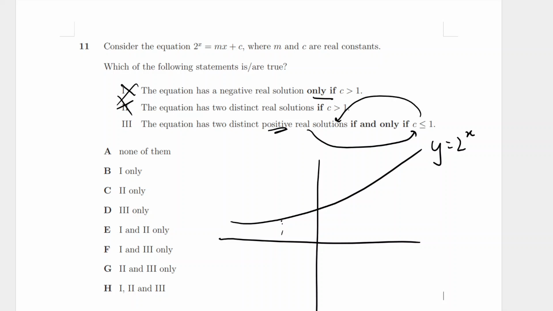Okay, now we go the other way, right? Is it true? Does c less than or equal to 1 imply that the equation has 2 distinct positive real solutions? Okay, well, if I do c less than or equal to 1, I do this. Well, then there's only 1 solution, right? So that's no good. So only one of the directions works, okay? Only one of the directions works. So that means that 3 is no good as well. So, none of them. A is the answer.